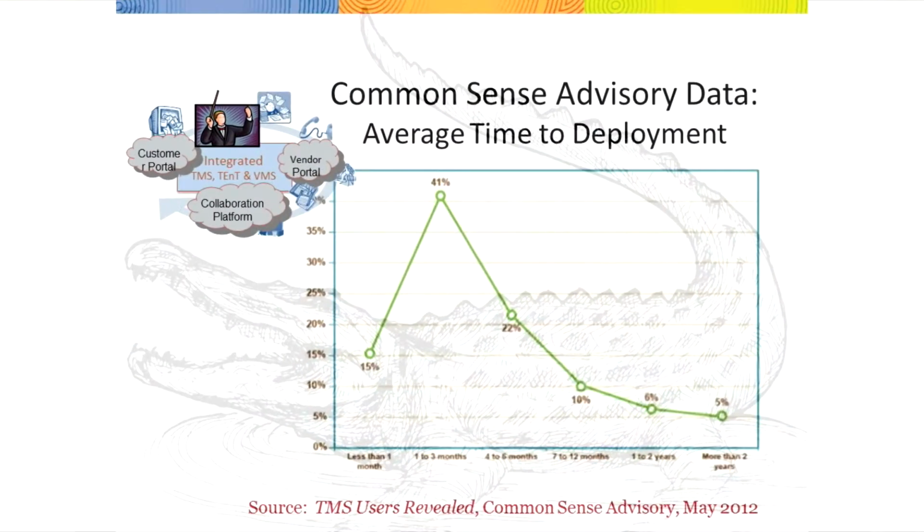So this is a rather disturbing chart. This comes from a recent Common Sense Advisory report on TMS users revealed. This shows that 15% of people who bought a new translation management system deployed it within 3 months. And 41%, I'm sorry, less than 1 month. 41% did it in 1 to 3 months. So within 3 months, you have about half the people who are done with their deployment. And that's not unreasonable. It doesn't happen automatically, but it's not unreasonable.